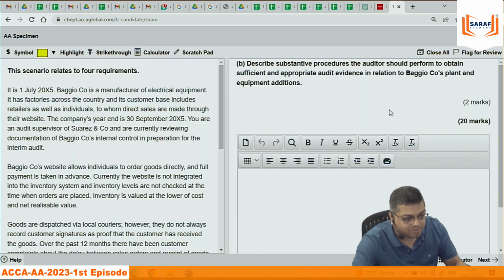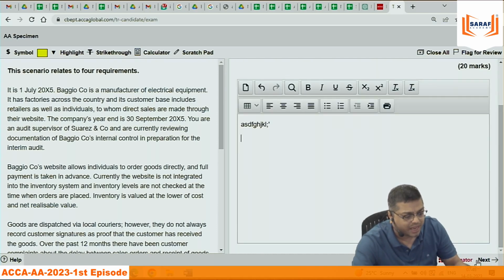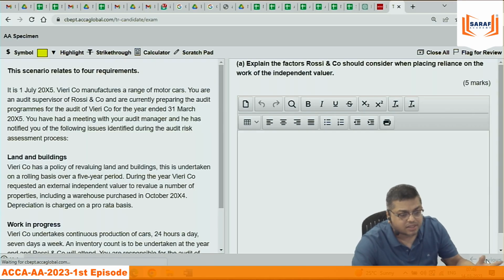Now based on the same scenario, there is a 2 marks question further, which is a short question, but still you need to type your answers. You will type your answers. Then the third scenario, based on the third scenario, again there is 1 question of 5 marks.